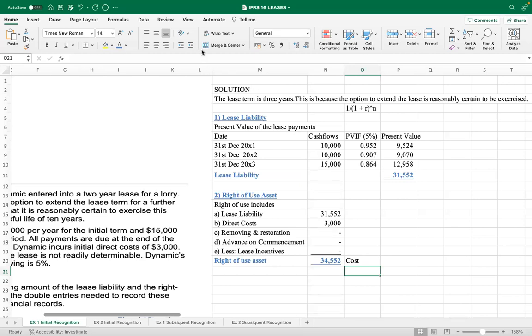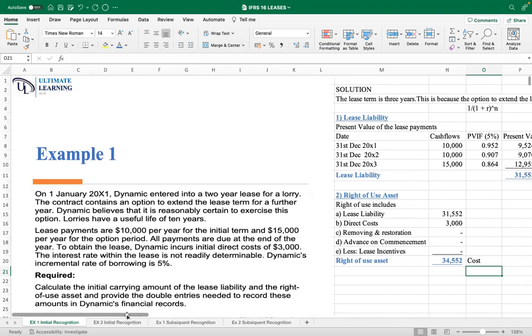Now, sir, how do we allocate cash flows? It was given in the question. So lease payments are 10,000 per year for the initial term. Remember, Dynamic entered into a 2-year lease agreement. So the initial term is 2 years: 10,000 for year 1, 10,000 for year 2. The contract contains an option to extend the lease for a further year. This is the further year, and the amount is 15,000. I hope I've answered the person who asked that question, so that we move on.